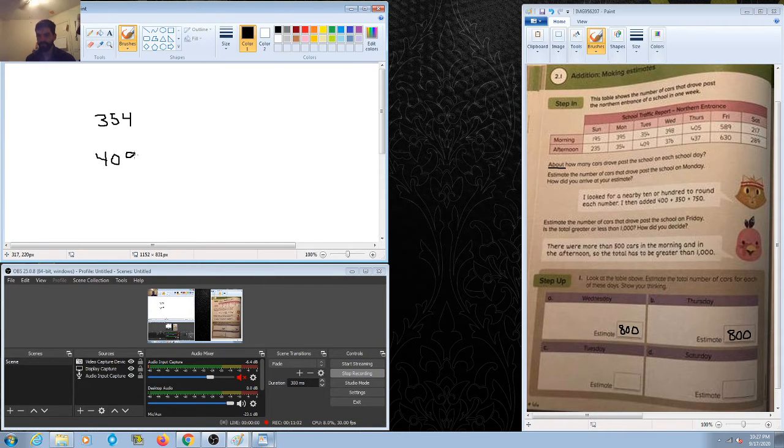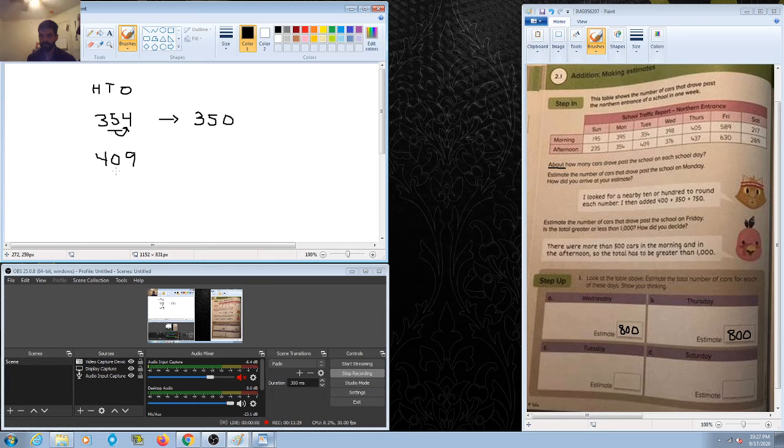So now what I'm going to do is look at the tens place. Remember your place value letters, so ones, tens, hundreds. So 354, I look at that tens place and then I go to the right. It's 4 or less, so it's going to round down, so that tens value is going to stay the same and that 4 is going to become a 0. So this is going to become 350.